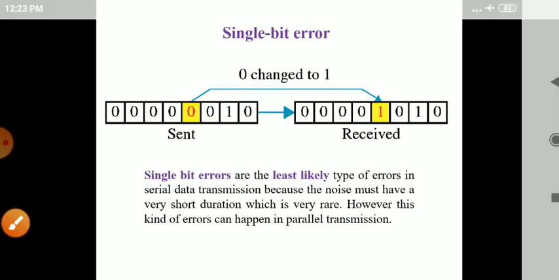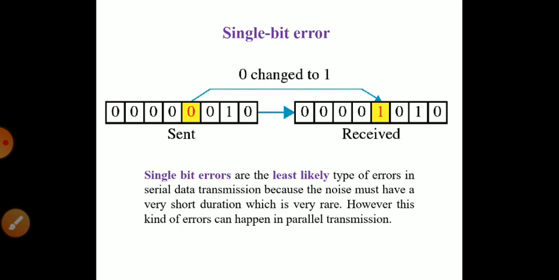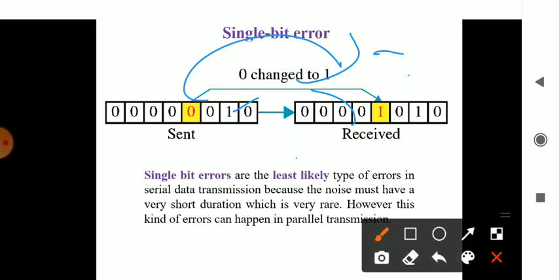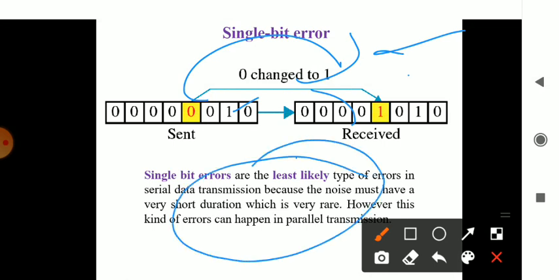Let's learn what a single bit error means. When you send data from one end to another, you send it bit by bit. At that time, if any one of the bits is changed, from 0 to 1, that is nothing but a single bit error. When data is transferred, because of noise in the network, your data may change from 1 to 0. A single bit may change, and that is a single bit error.